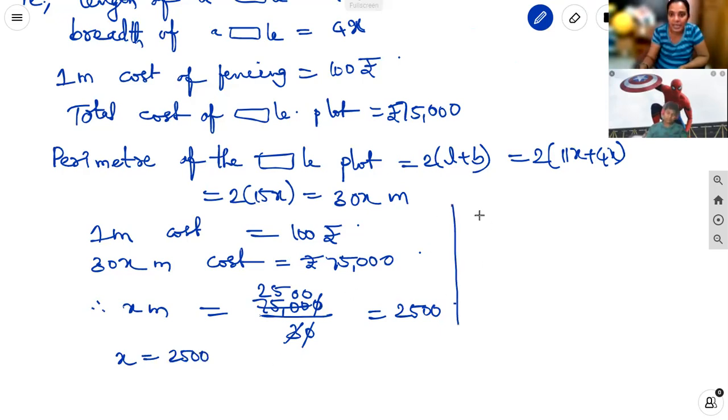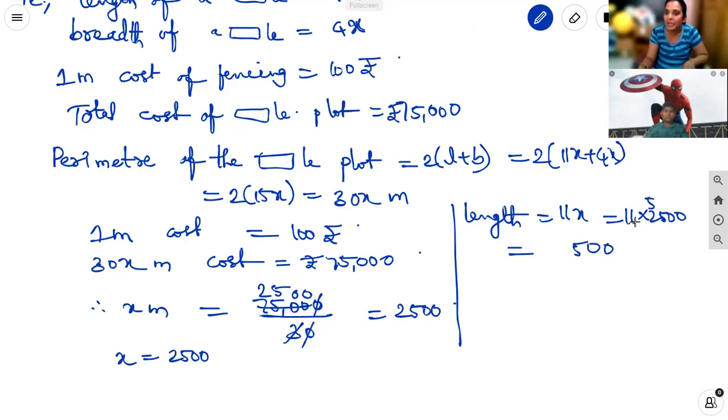From this, length equal to 11x equal to 11 into 2500. Breadth... meter, sorry, here one more change.